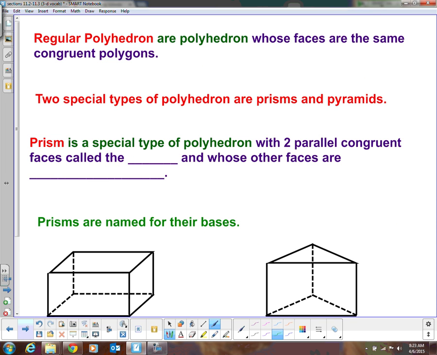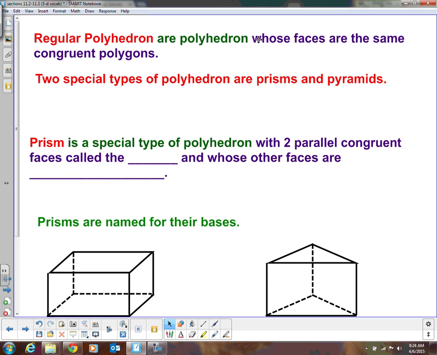All right. So now, a regular polyhedron is a polyhedron whose faces are all congruent polygons, like a cube, where every side is a square. But we're going to only focus on two: prisms and pyramids.